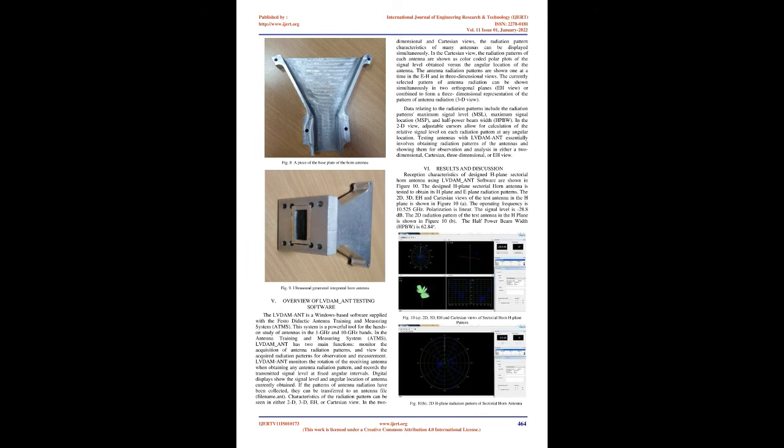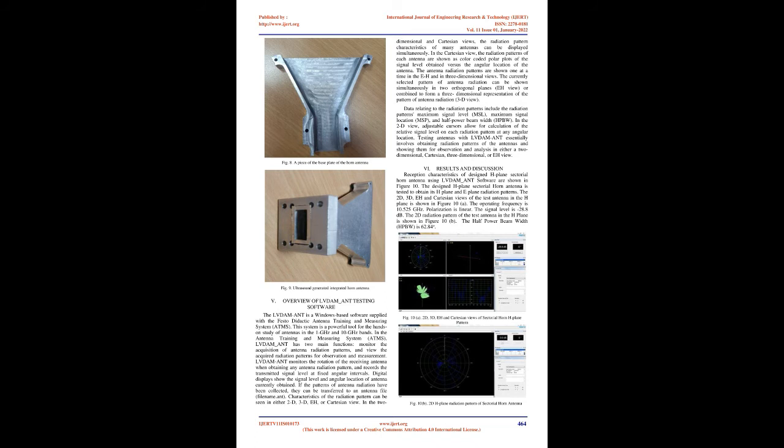In the two-dimensional and Cartesian views, the radiation pattern characteristics of many antennas can be displayed simultaneously. In the Cartesian view, the radiation patterns of each antenna are shown as color-coded plots of the signal level obtained versus the angular location of the antenna. The antenna radiation patterns are shown one at a time in the EH and in three-dimensional views.